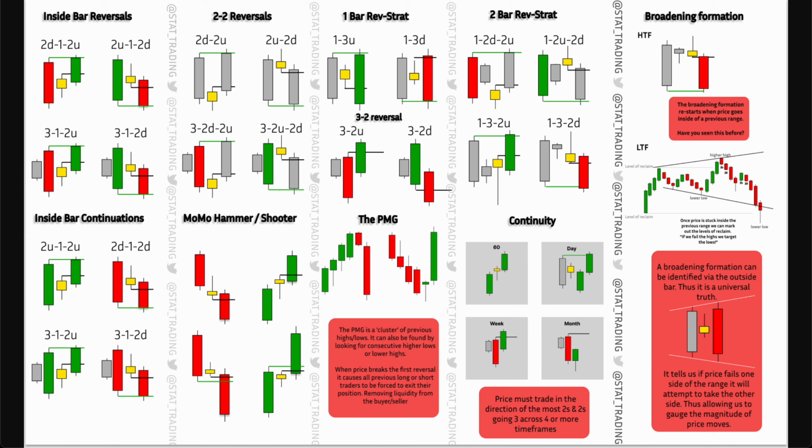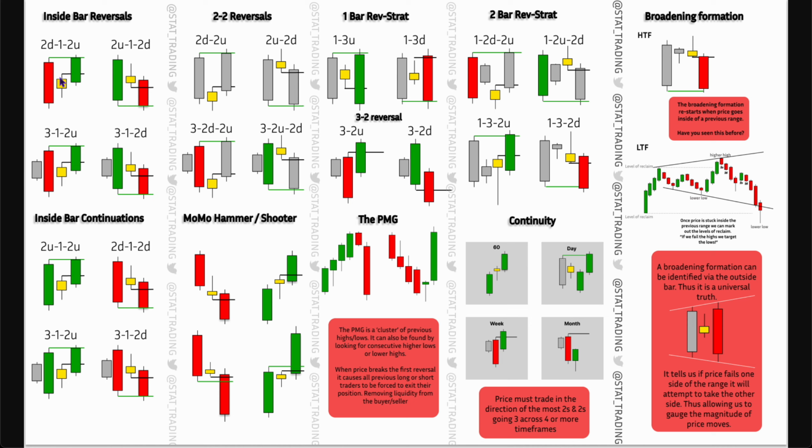And there are many types of actionable signals. I'm going to run through all of these. This is like the actionable signals cheat sheet. You have inside bar reversals. So we've talked about what an inside bar is, right? So inside bars are number one. If we have a 2 down, inside bar, 2 up, that's a reversal.